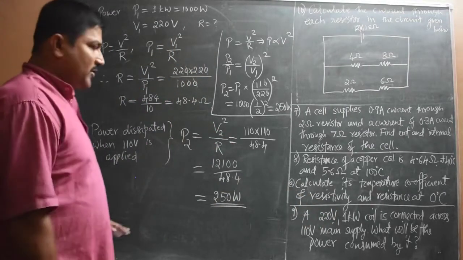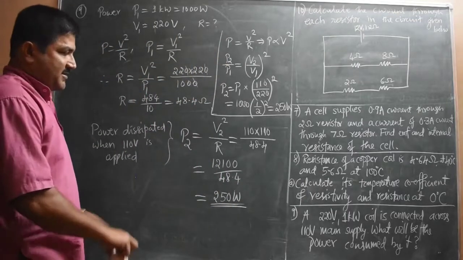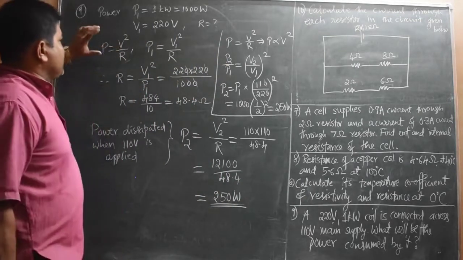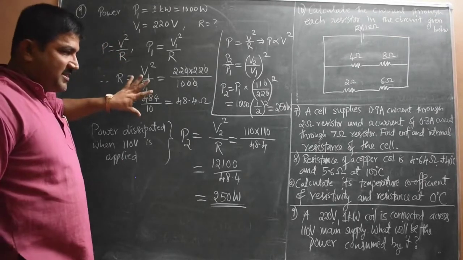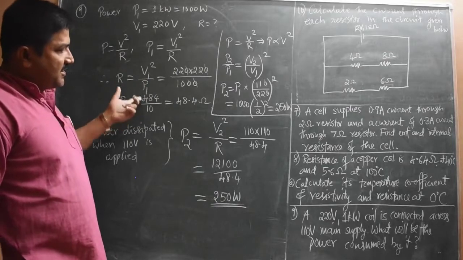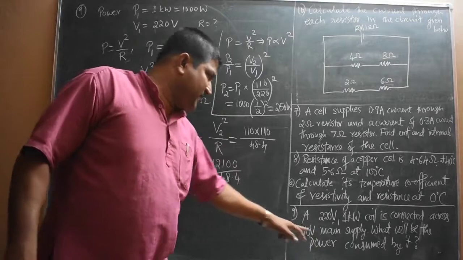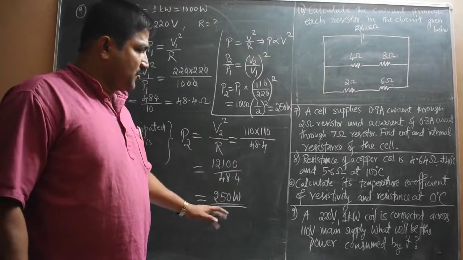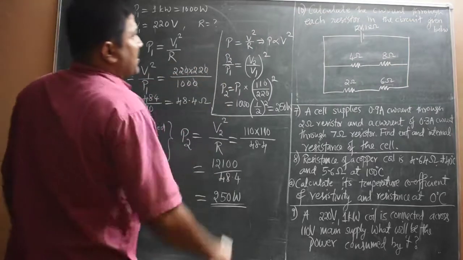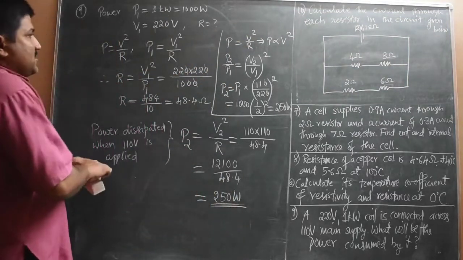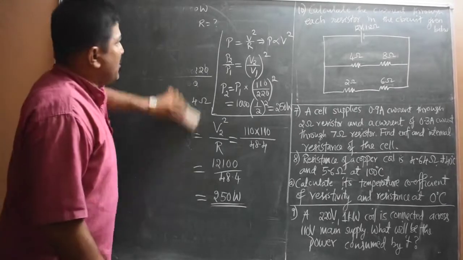If you connect to a lower voltage, lower power is consumed by the device. That's the idea, very simple, using the expression for power, V square by R. First we get the resistance of the coil, then use that resistance in the second situation with the voltage of 110 volt, so the power consumed is 250 watt. And lastly, one problem here. I hope you completed this and understood these problems.